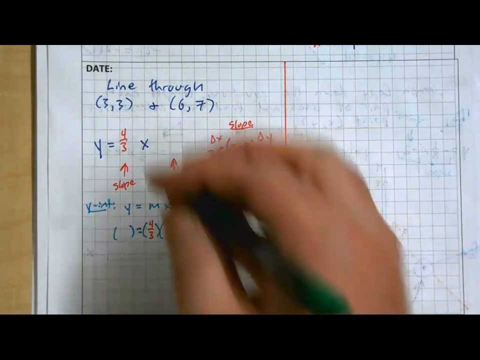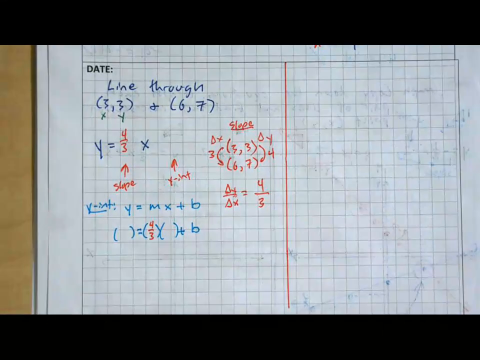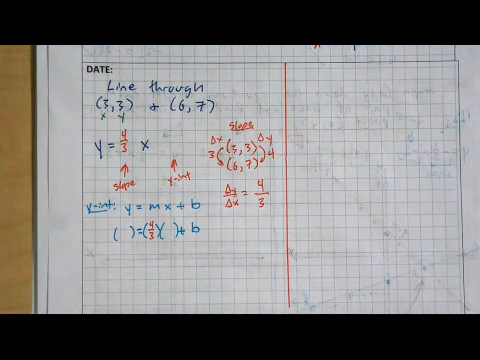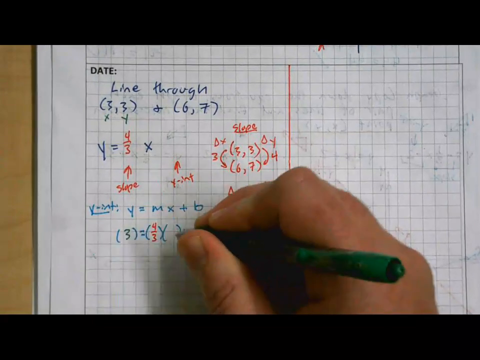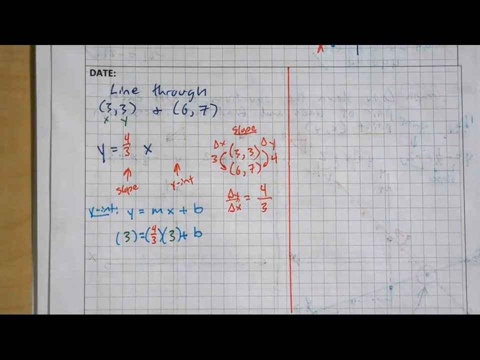Okay, I'm just going to label this x and y, just to remind myself that the x is 3 and the y is 3. This one's kind of easy because they're both the same. So y is 3 and x is 3. And what we've got here is an equation that we can solve for b.